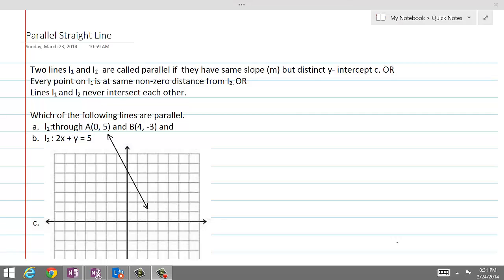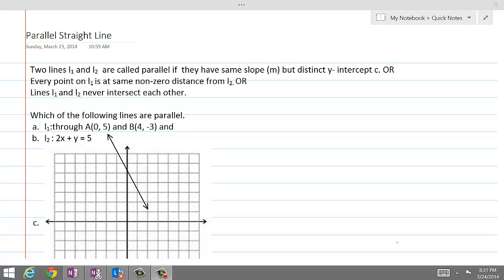In this lesson, we will define parallel lines, establish criteria for two lines to be parallel, and calculate slope and y-intercept for lines given in different representations. Let's get started and define parallel lines. Two lines L1 and L2 will be called parallel if they have exactly the same slope but distinct y-intercepts. So let's get started with questions now.